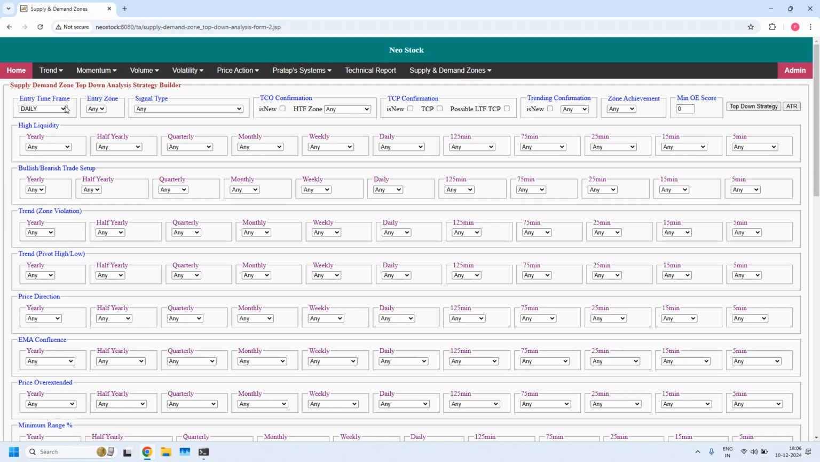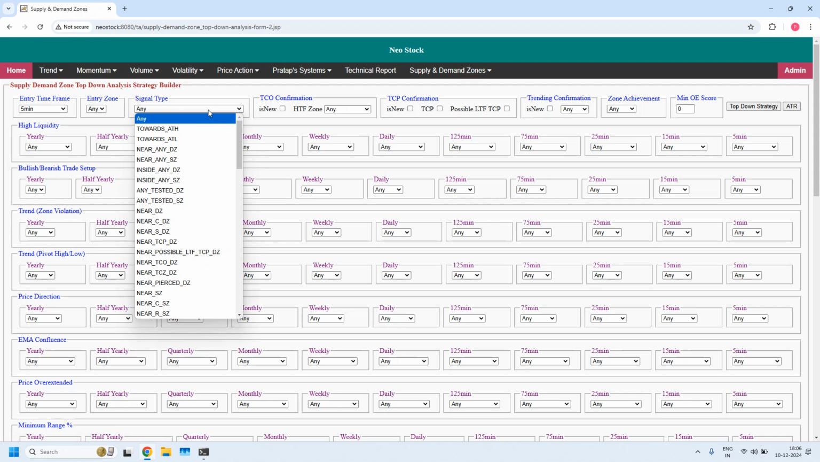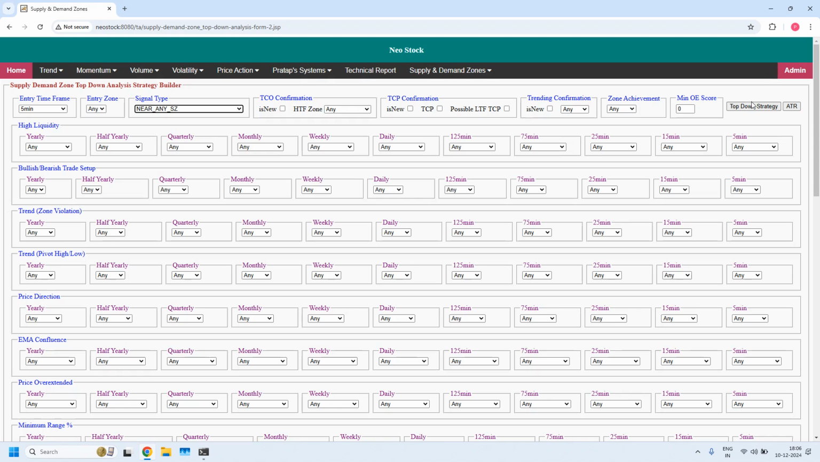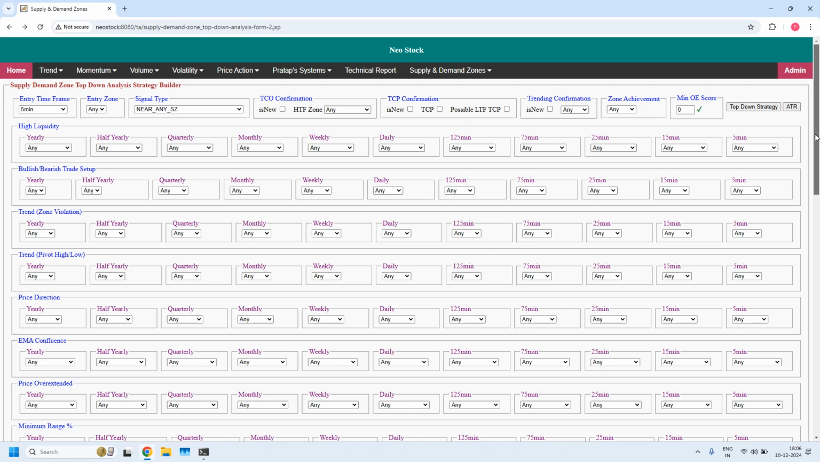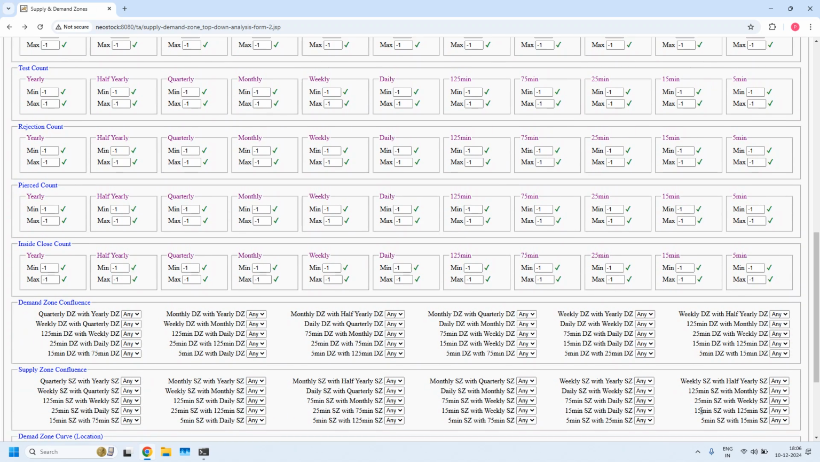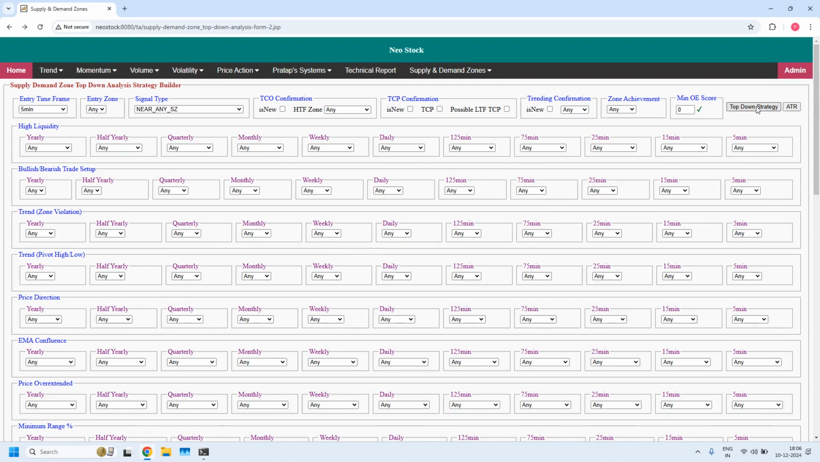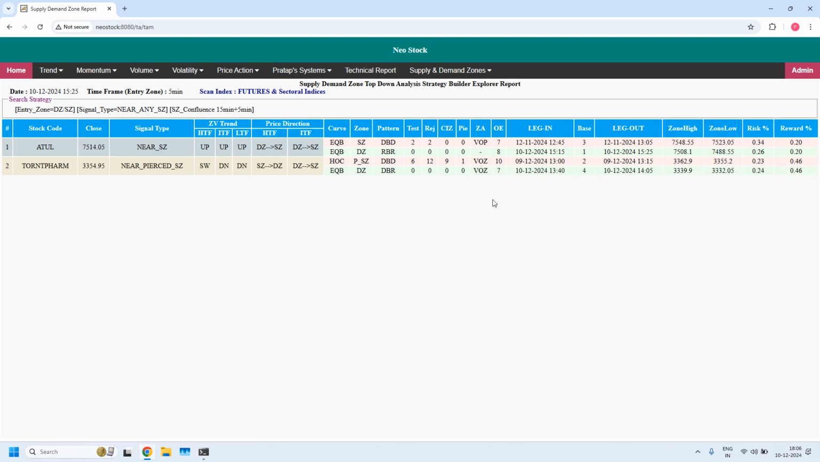Okay, next for 5 minutes time frame, stocks near 5 minutes supply zone, we got 8 stocks. Out of these 8, how many are having ITF supply zone confluence? That is 5 minutes and 15 minutes supply zone confluence. I'm enabling that filter. With this filter, we got 2 stocks. Out of these 2, second one is not valid because it is a pierced supply zone. Okay, this is about stocks near demand and supply zones.